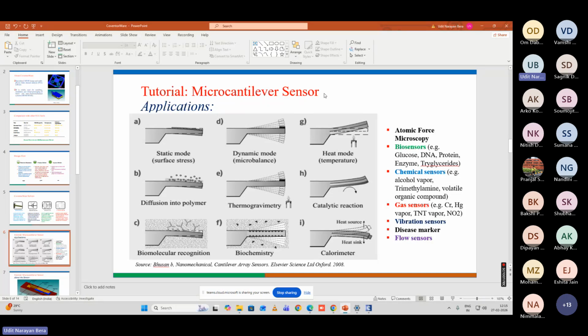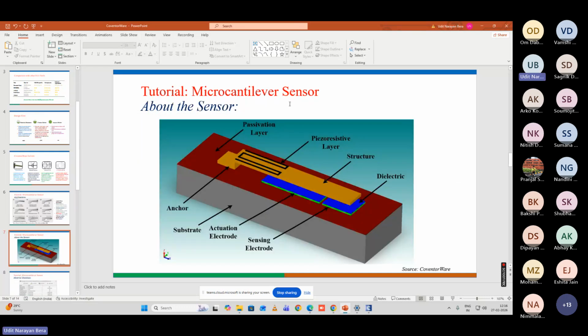Now, before going for the design, you should know the different applications of the micro cantilever sensor. Micro cantilever based sensors are mainly used in different modes, as you can see on the screen. But the main focus is on atomic force microscopy, biosensors, chemical sensors and gas sensors. This is a very basic sensor in the MEMS regime. People have been extensively using it for the last three decades. So we can design the micro cantilever based sensor today in front of you. This is a typical micro cantilever based sensor that we are about to see.